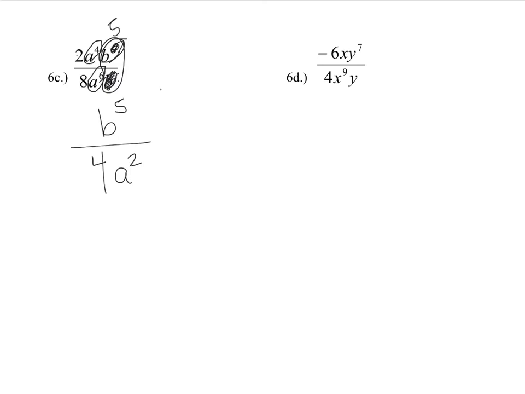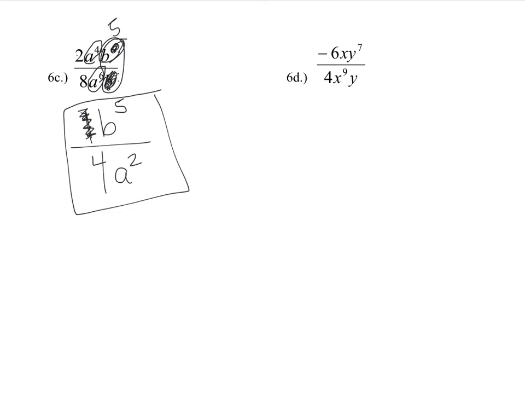So your answer here is b to the 5th over 4a to the 2nd. And if you put a 1 there, technically okay, but it's not in simplest form. So you want to try to remember to leave those 1s off. It's just b to the 5th over 4a to the 2nd. All right, 6D.